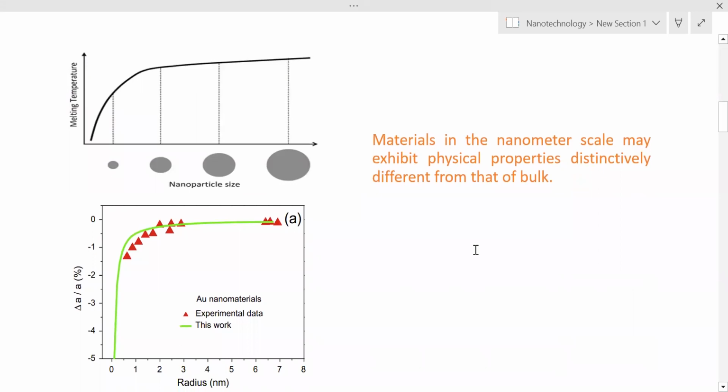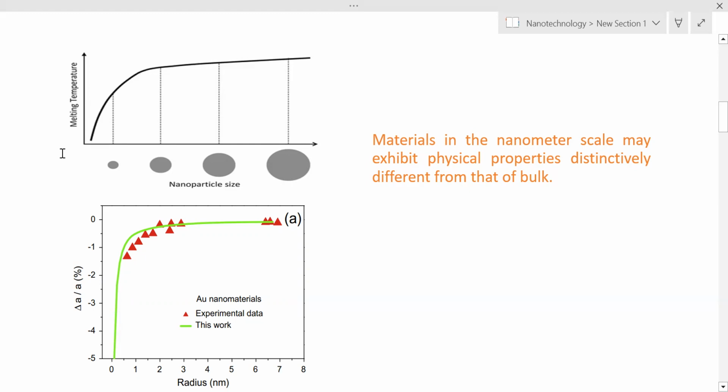And materials in the nanometer scale are very much different. Sometimes they exhibit physical properties that are distinctively different from those of bulk materials. For example, if we take gold, in this graph we can see the melting temperature as the particle size changes. When we enter the nanometer range, as the particle size decreases, the melting temperature also decreases, and from here on it rapidly starts decreasing.